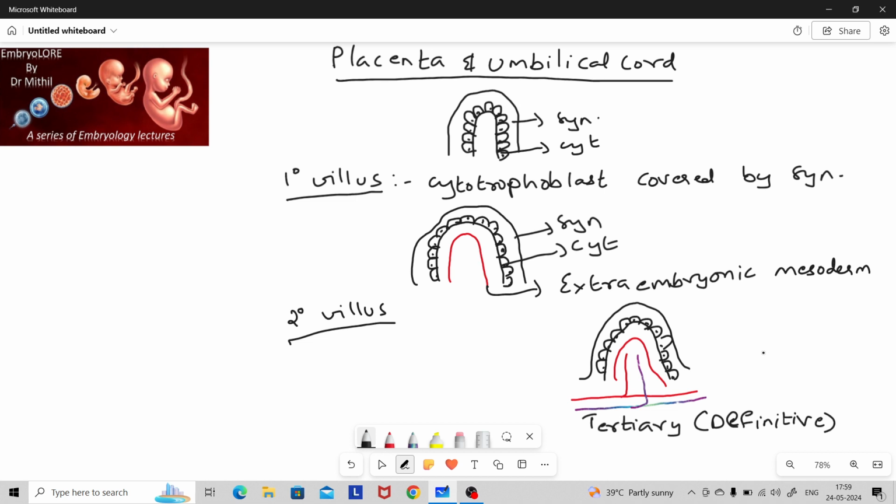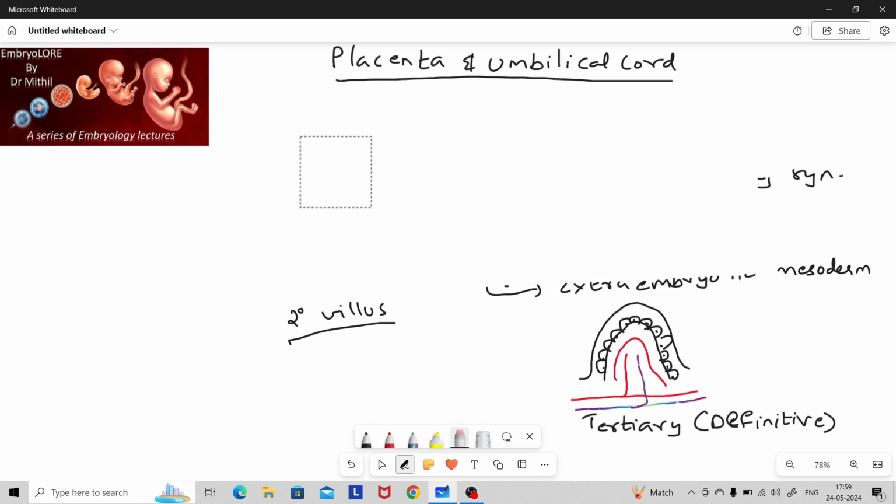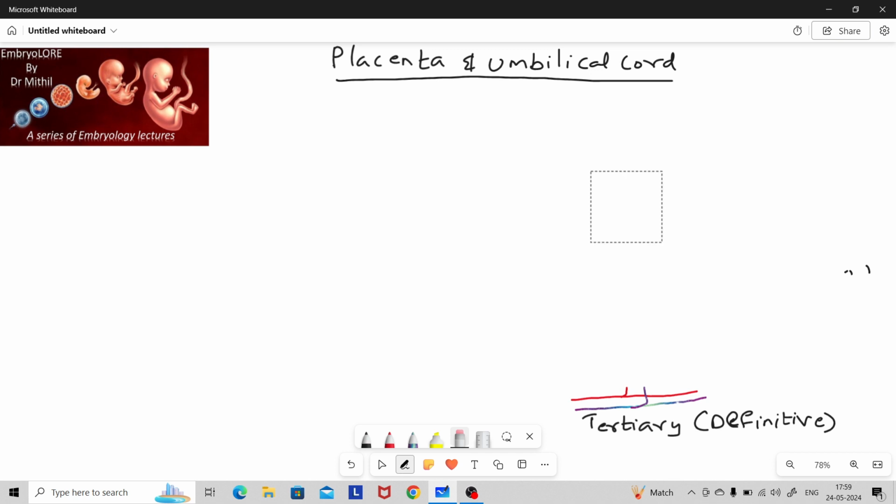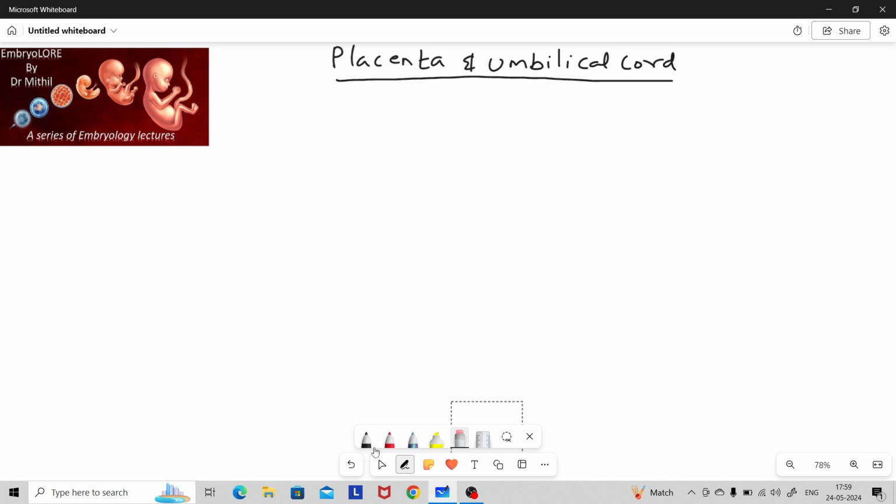Now after this, the fourth level has to be understood, that is called the formation of the cytotrophoblastic shell. So formation of the cytotrophoblastic shell, that is the fourth level.